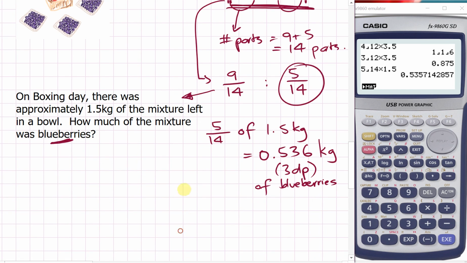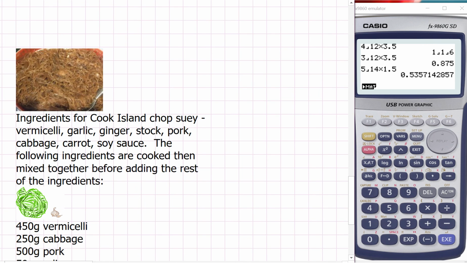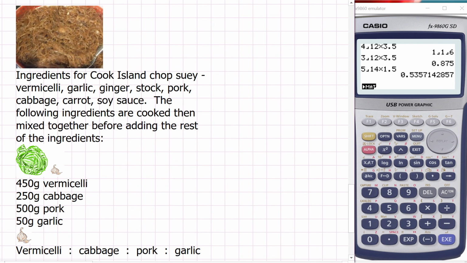Okay, one last example here. This is Cook Island chop suey. There are the ingredients there. And I'm just specifically looking at these 4 ingredients here. Now what happens when you make chop suey is that you mix these 4 ingredients first before adding that to the rest of the ingredients.